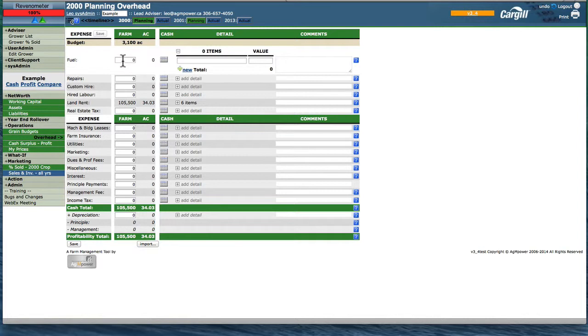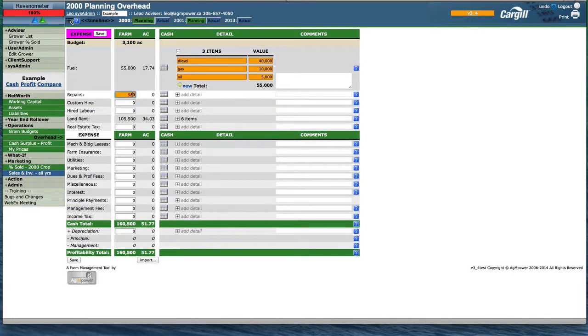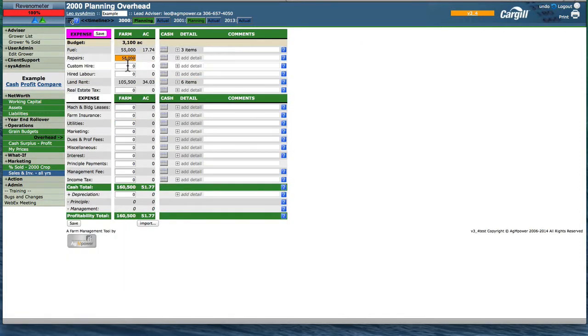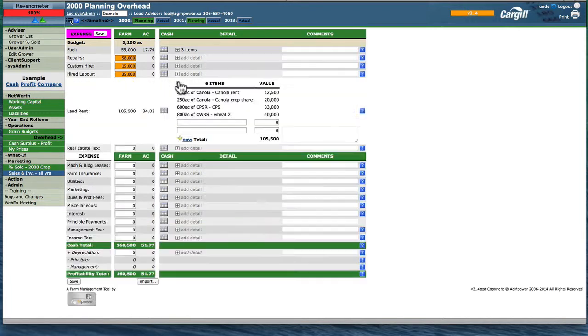Overhead is entered on an annual basis. We can put in just the full amount, or we can do it on a detailed level. Land rent is already filled in from our crop budgets. We can see the detail here.